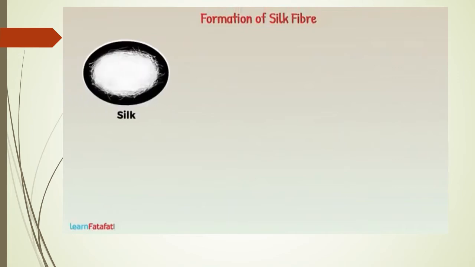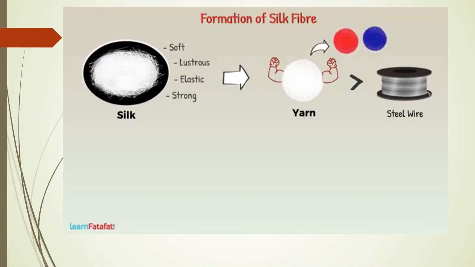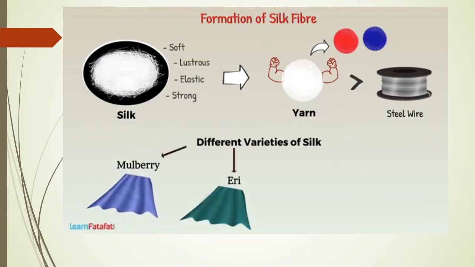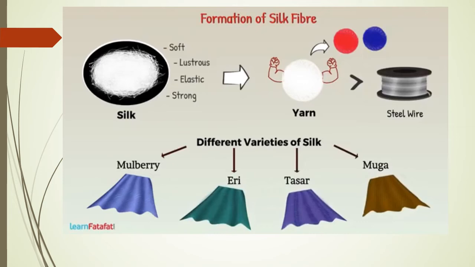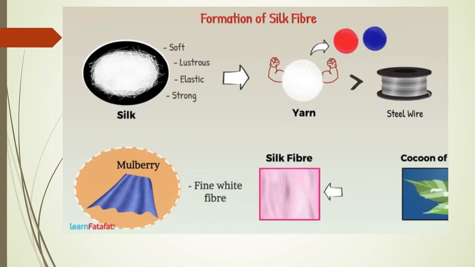Silk is a very important natural fiber. It is soft, lustrous, elastic and strong. You will be surprised to hear that yarn produced by them is much stronger than a steel wire of similar thickness. More importantly, it can be colored very easily. There are different varieties of silk, of which mulberry, eri, tasar and muga silk are of commercial importance. Most commercial silk is mulberry silk, which is a very fine white fiber. Silk fibers are obtained from the cocoon of the silkworm.